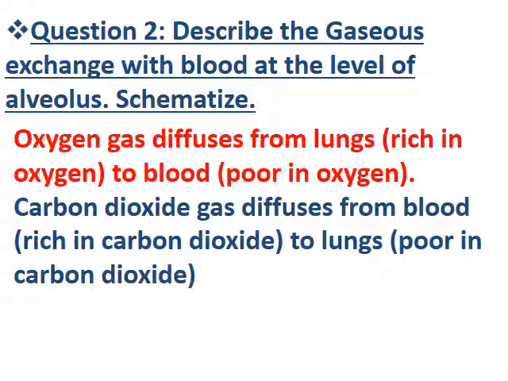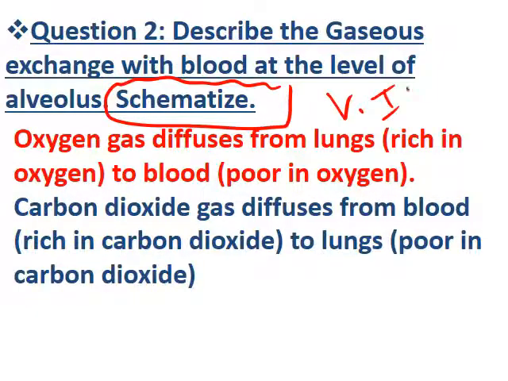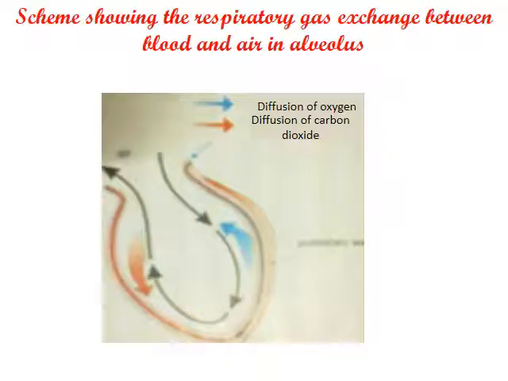Question number 2. Describe the gaseous exchange with blood at the level of the alveoli. Schematized, you have to draw a figure showing this. You have to study this. This is very important. Oxygen diffuses from a medium of high concentration, which is the lungs, rich in oxygen, to blood, which is poor in oxygen, while carbon dioxide diffuses from blood, which is rich in carbon dioxide, to the lungs, which are poor in carbon dioxide.